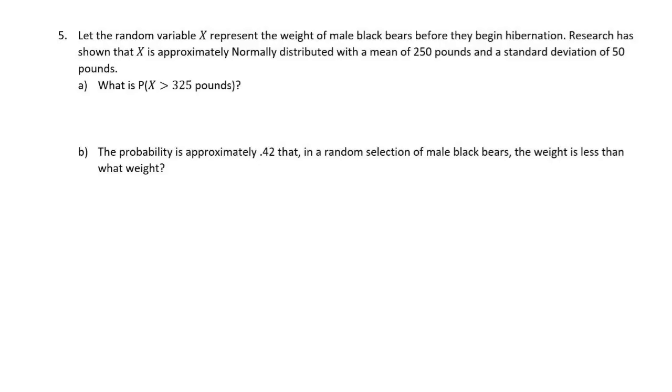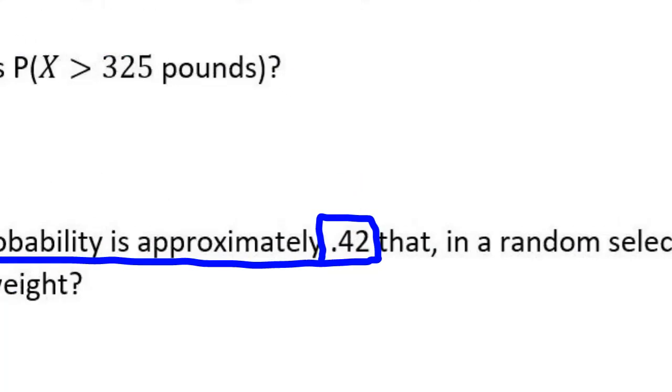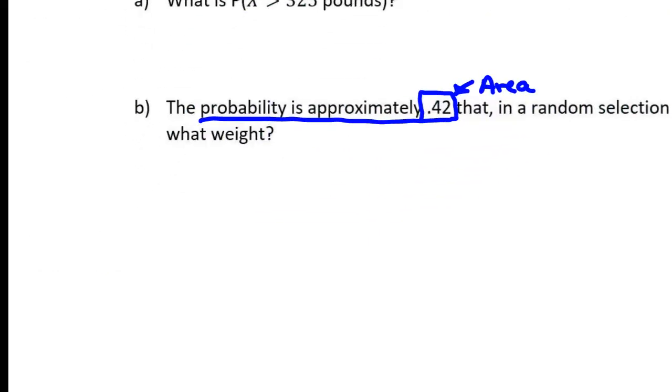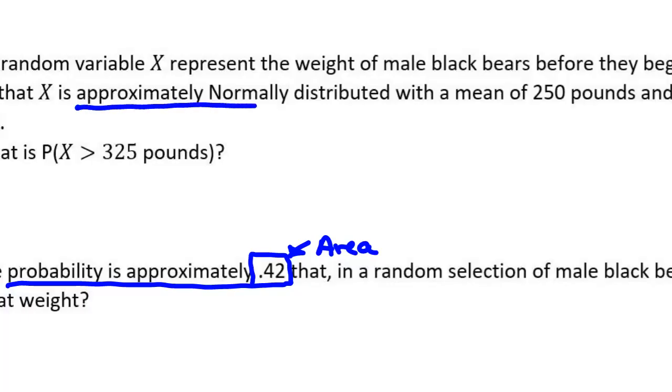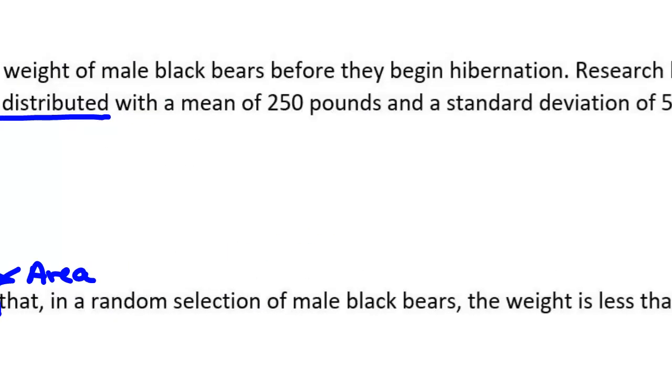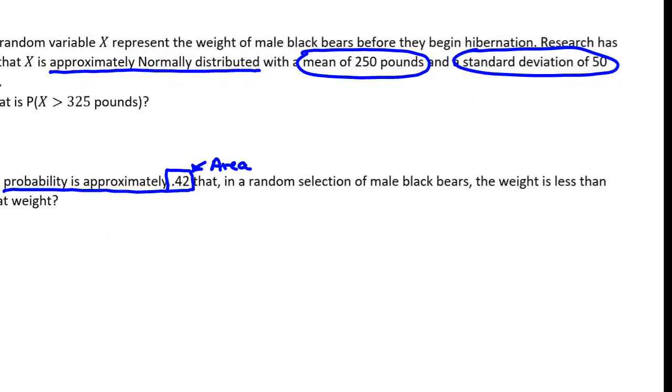All right. Number 5, part B, says the probability is approximately 0.42. When they give you a probability, that's an area. All of our probability models have the area as 1. So they're giving us the area. It says up at the top in the question stem that it is approximately normally distributed with a mean of 250 pounds and a standard deviation of 50 pounds.